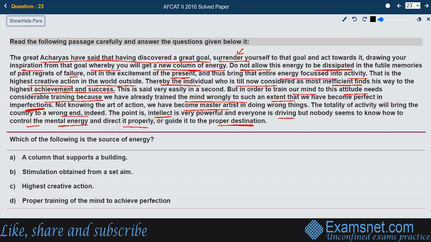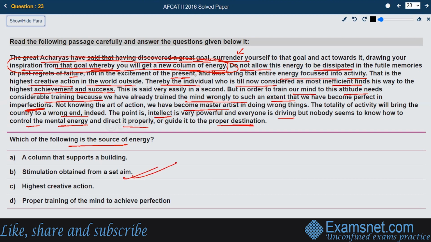Now, let us take on the questions. The first question is, which of the following is the source of energy? If you read the paragraph once again, the source of energy is inspiration from that goal, whereby you will get a new column of energy. In the second line, it is given inspiration from that goal. So the right answer is stimulation obtained from a set goal or set aim.